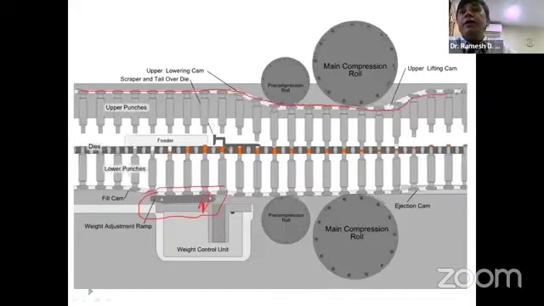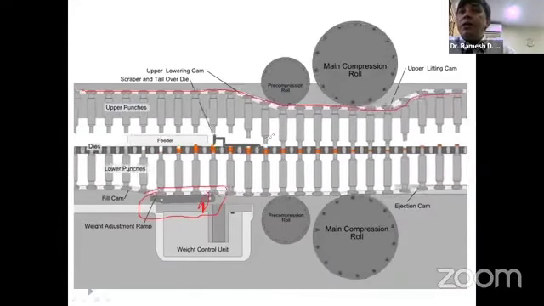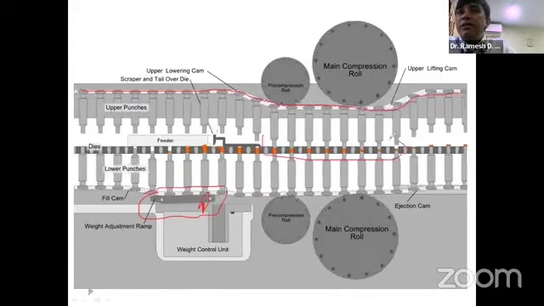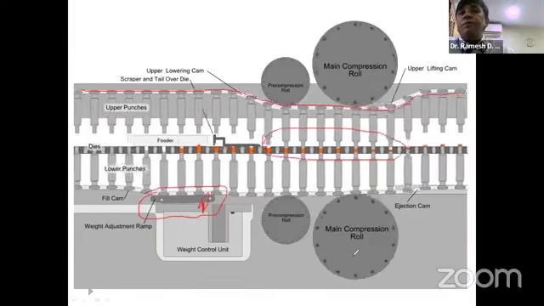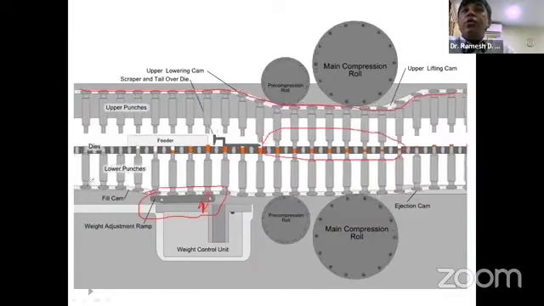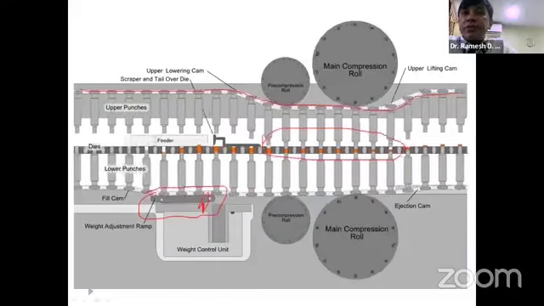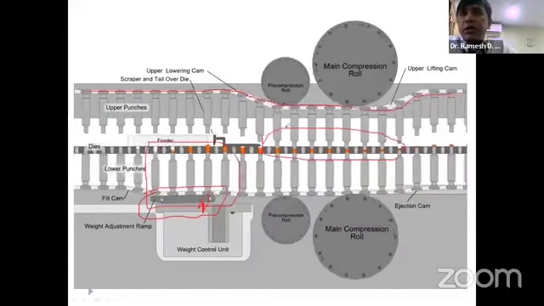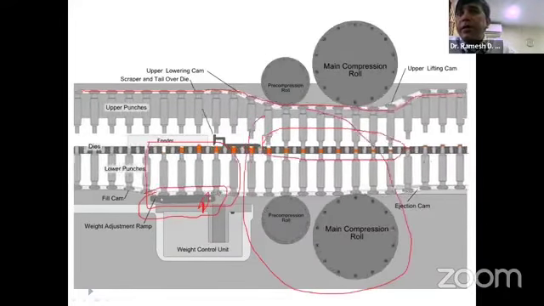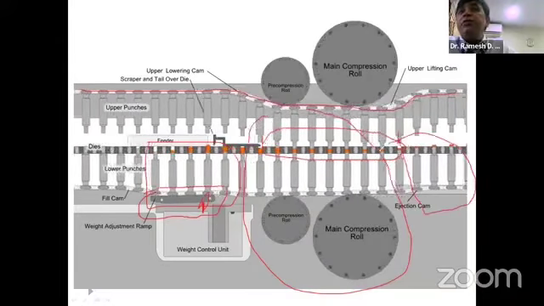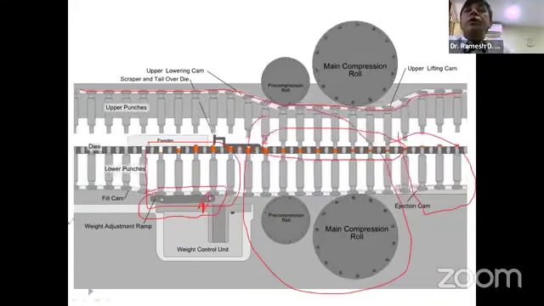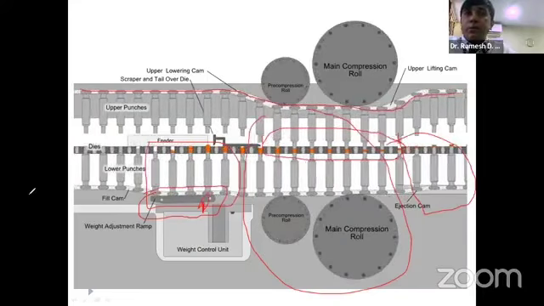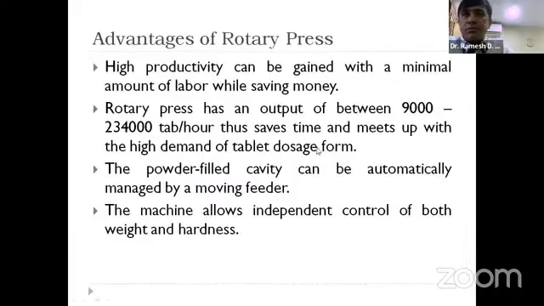It is called the track. If you look at the animation, the upper punch only remains in the die cavity during compression, while the lower punch helps in the weight adjustment in this place, compression between these, and ejection over here. So it has three functions to perform in a rotary tablet machine. The upper punch has only one function. The lower punch has three functions to be performed in the rotary tablet machine.